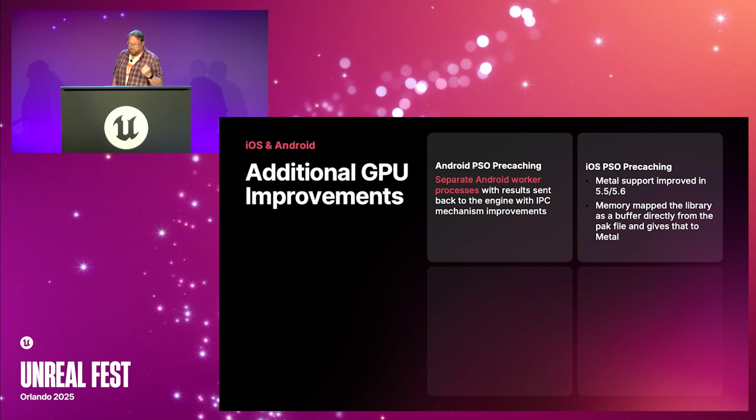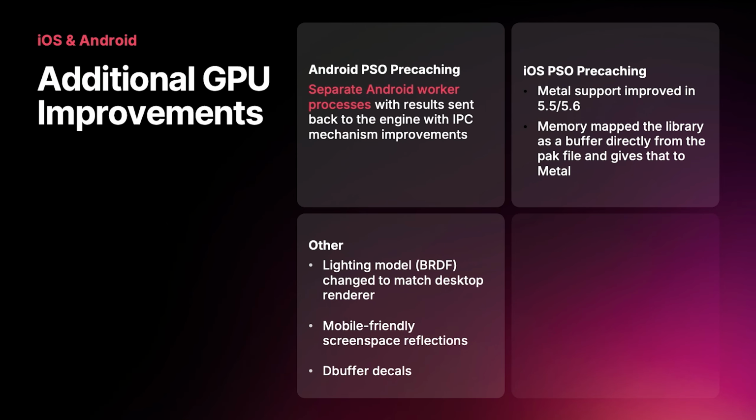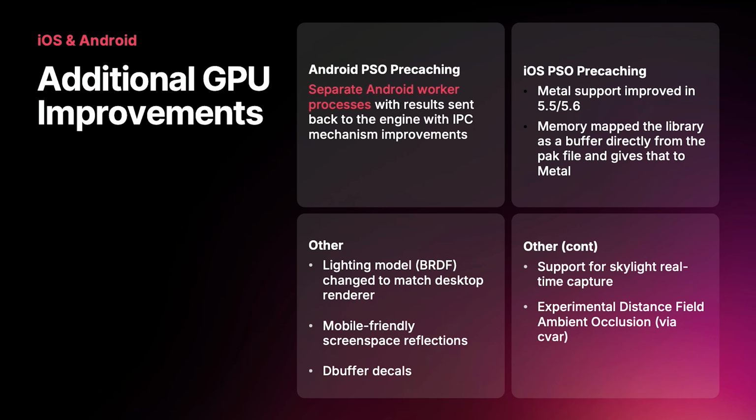So memory mapping those metal libs, which are, depending on the project, like 100 megabytes of data. It's a huge file. That's nice, to be able to memory map it and not actually have it loaded in memory. Other ones: lighting model changed to match the desktop renderer, mobile-friendly screen space reflections, and DBuffer decals, which I know some people were missing because I had quite a few requests for that one, wondering why it wasn't working. And then skylights support skylight real-time capture. Again, these were done by the mobile rendering team.